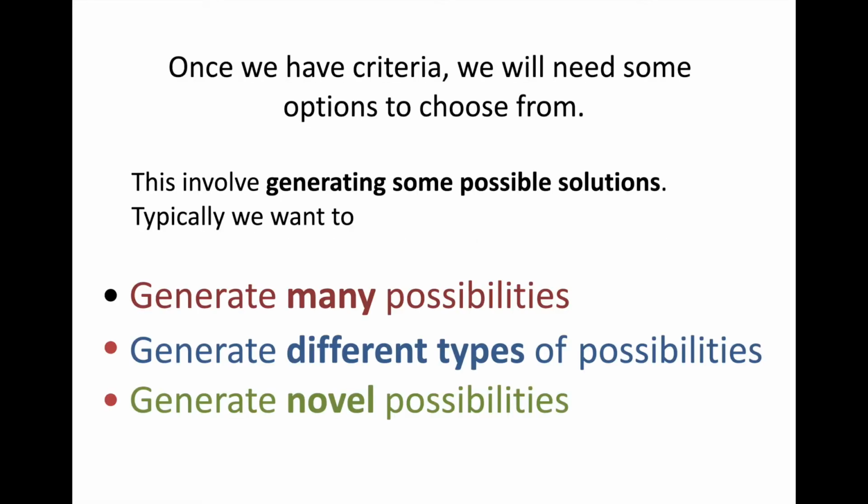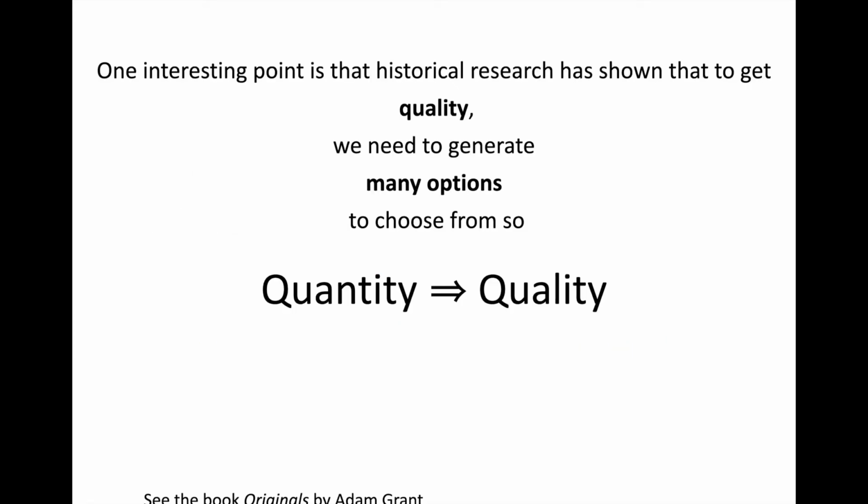Once we've got criteria, we need to generate possibilities. Typically, we'll want to generate many possibilities, and we'll want to generate different types of possibilities, and hopefully there'll be novel possibilities that we haven't heard before. It's interesting to note that historical research has shown that to get quality, we need to generate lots and lots of options to choose from. In some way, producing a quantity of options helps us achieve better quality.